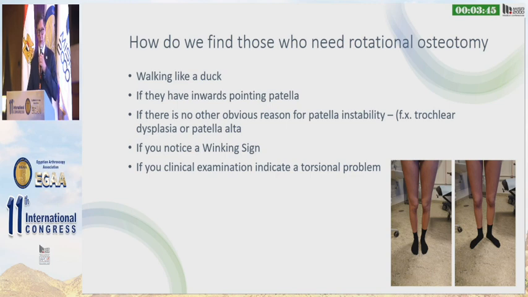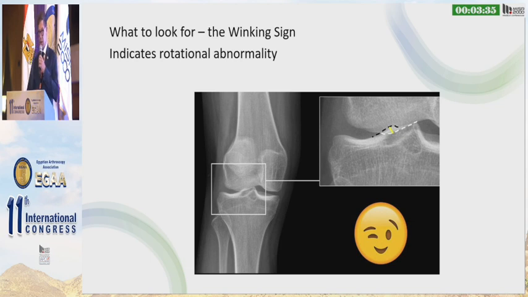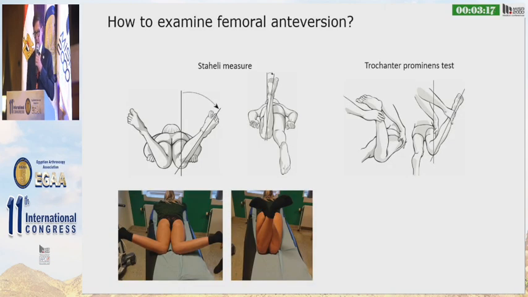And you should look for the winking sign, I will show you, and you can do a clinical examination, and this might indicate a torsional problem. This is a winking sign. You have seen it many times, or at least it has seen you many times, but perhaps you have not been aware that if you have this overlap, it is likely due to a rotational problem. You can examine with the Staheli method. I will say in my hands, it's not a very precise measure. I don't know, maybe I'm not good at it.